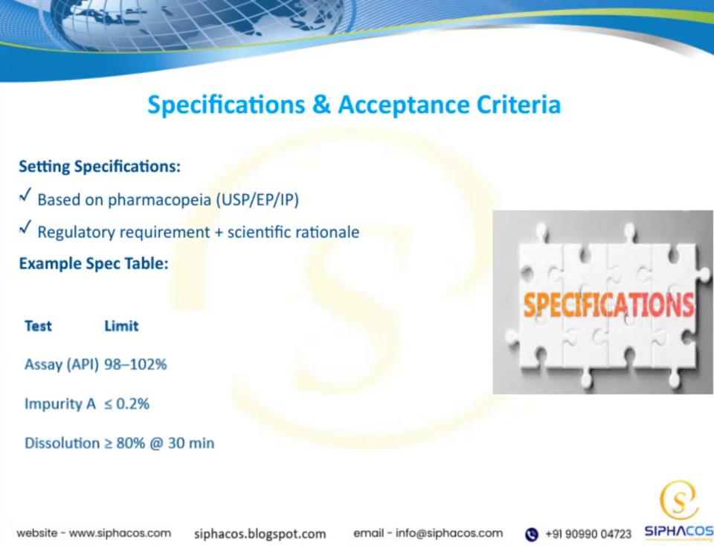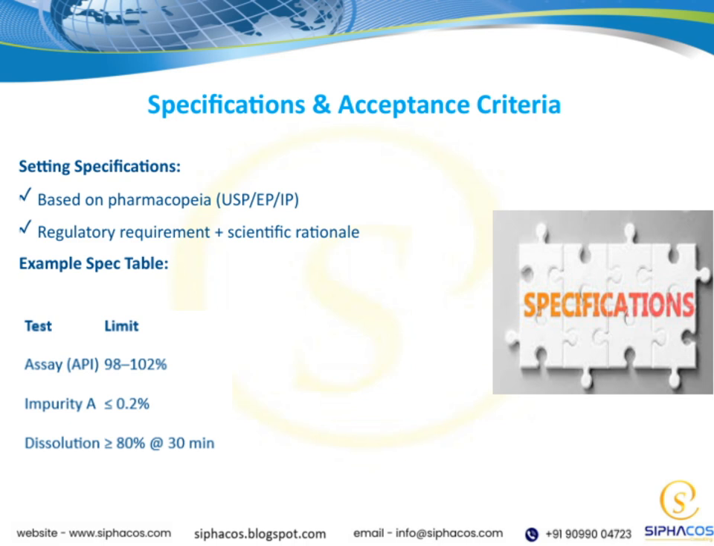Let's take a closer look at the specifications and acceptance criteria. When setting specifications, it's crucial to base them on recognized standards like the pharmacopoeia, whether USP, EP, or IP. These provide a solid scientific foundation and ensure consistency. Additionally, specifications must meet regulatory requirements, but they should also be supported by scientific rationale to justify their relevance and practicality. For example, in the specification table, you'll see how these criteria are outlined clearly.